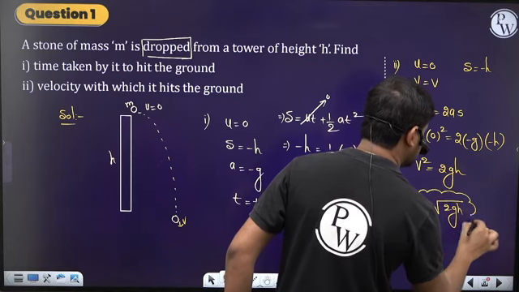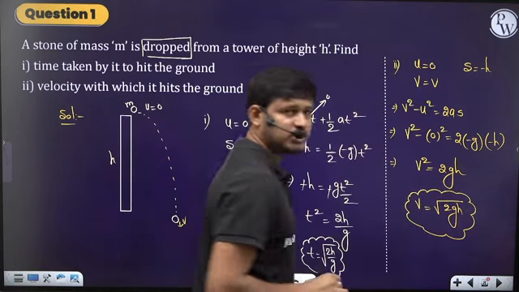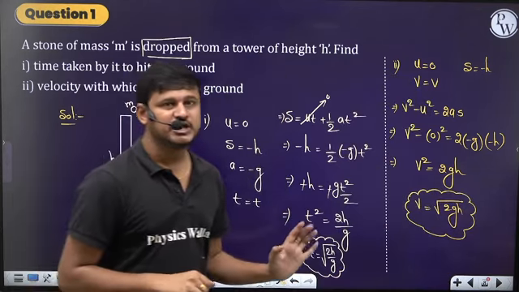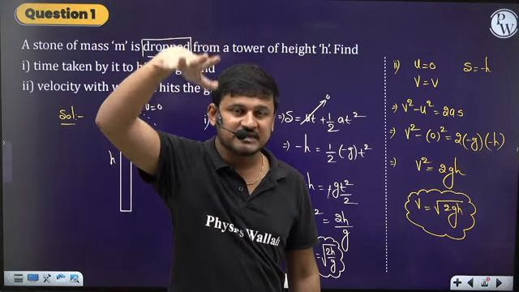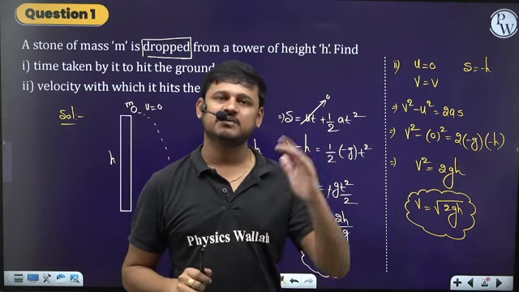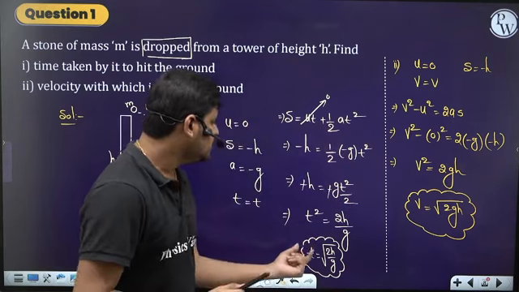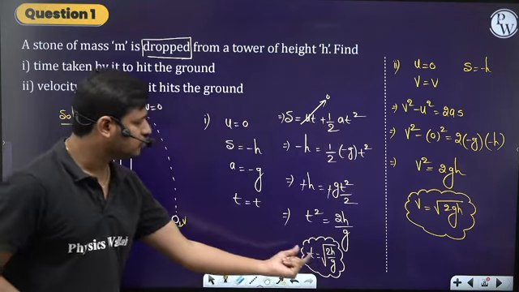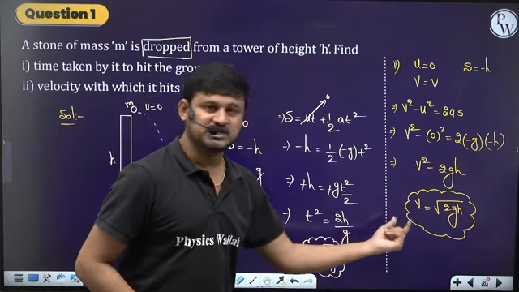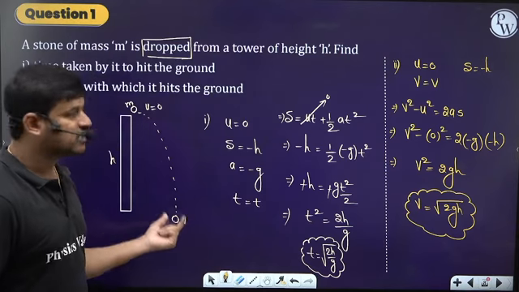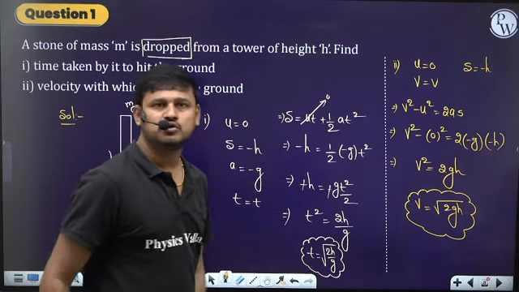This is also a standard result. So the two standard results you have to remember: whenever you drop a body from some height, the time taken by the body to reach the ground is root over 2h by g, and v is equal to root 2gh. With what final velocity does it hit the ground? v is equal to root 2gh.